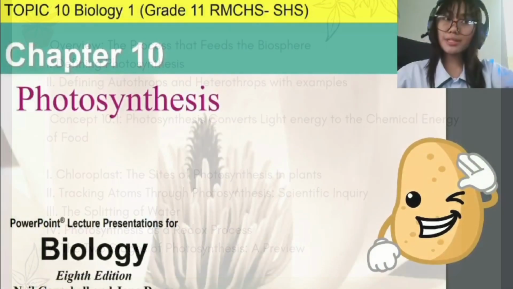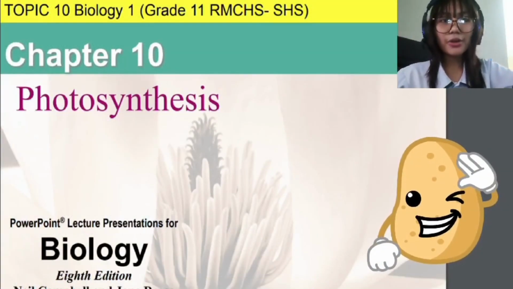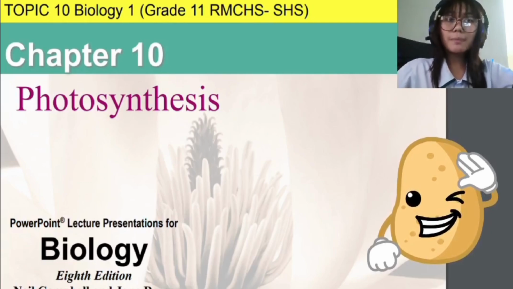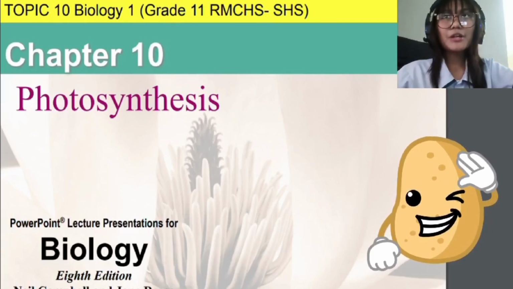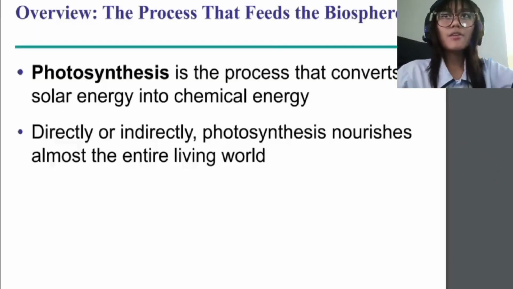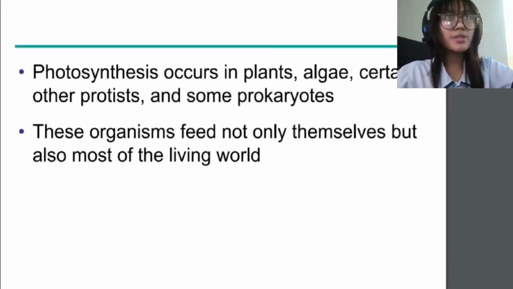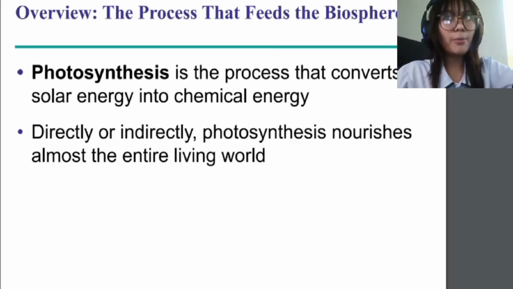Good day everyone, my name is Fame and today I'll be talking about the overview for photosynthesis, the process that feeds the biosphere. So what is photosynthesis? Photosynthesis is the process that converts solar energy into chemical energy. This happens in plants because if we think about solar energy, we know it's from the sun. Plants capture the energy from the sun and use it to convert water and carbon dioxide into carbohydrate which plants use to grow. Directly or indirectly, photosynthesis nourishes almost the entire world.